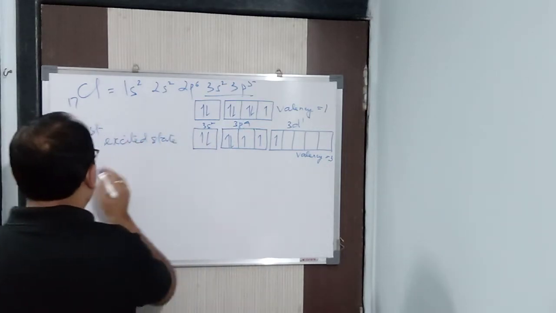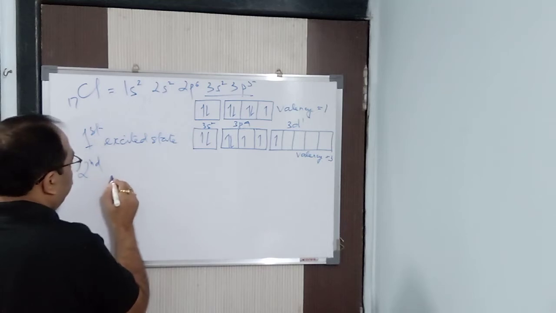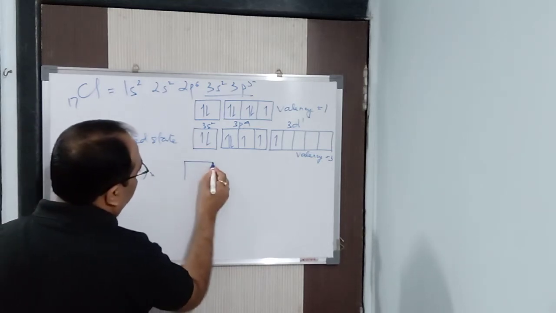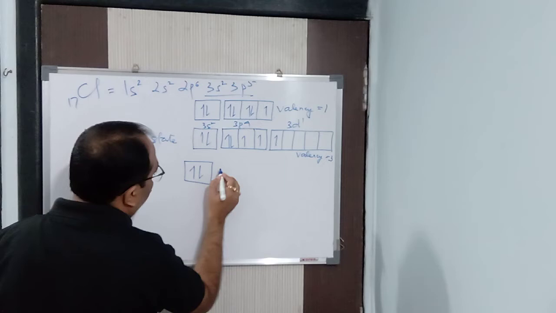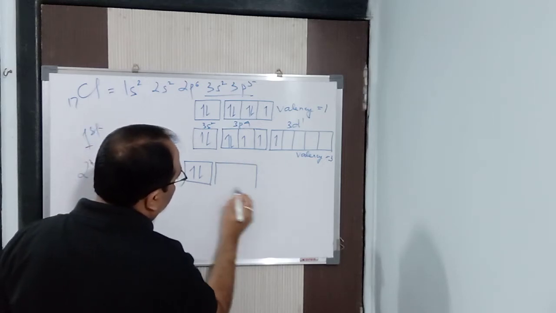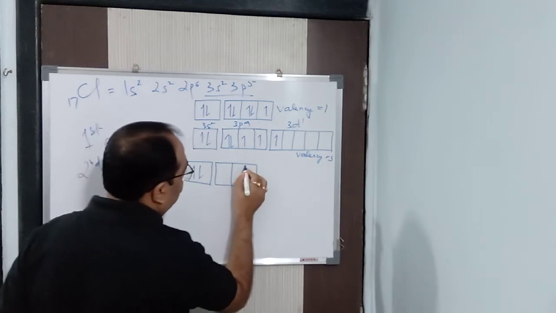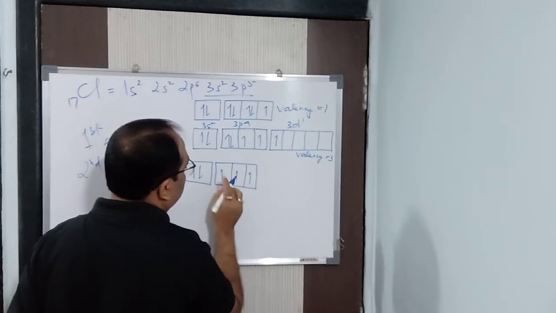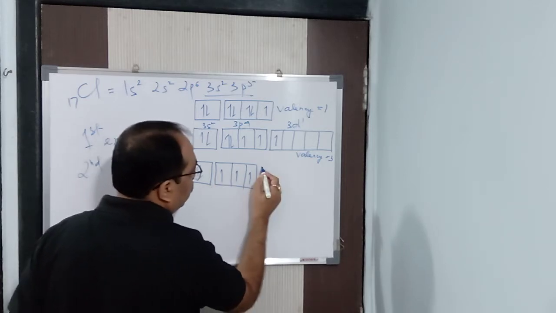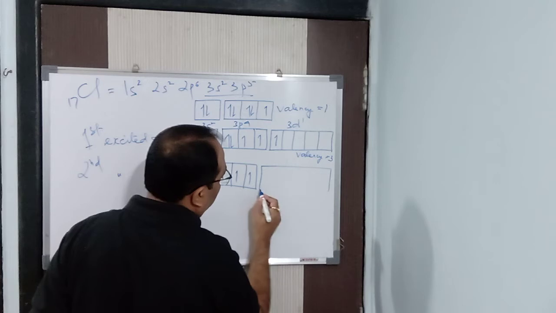Clear now? Now, in the second excited state, what is going to happen? Here it is the s subshell, 2 electrons. Here it is the p subshell, as you can see, 1, 2 and this. So 1 electron from here will jump into the vacant d subshell.